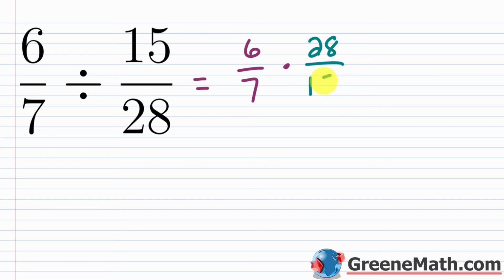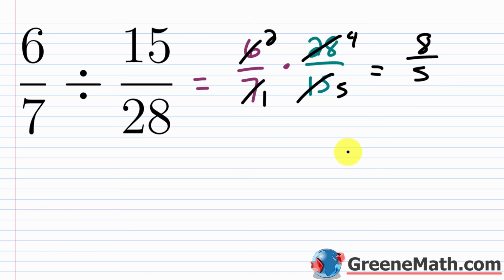Okay, now we're ready to do some multiplication. Looking at 28 and 7, 28 divided by 7 is 4, and 7 divided by 7 is 1. Then between 6 and 15, each is divisible by 3. So 15 divided by 3 is 5, and 6 divided by 3 is 2. So what I'm left with is 2 times 4, which is 8. That's my numerator. Over 1 times 5, that's 5. That's my denominator. So our answer here is going to be 8/5.